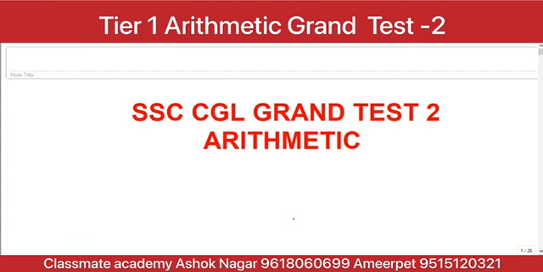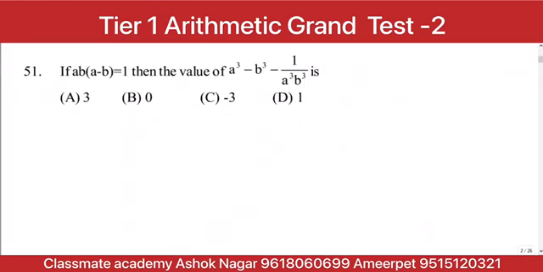So we are going to look at Grand Test 2 solutions for arithmetic. Look at question number 51. If ab into a minus b is equal to 1, then the value of a cube minus b cube minus 1 by a cube b cube.